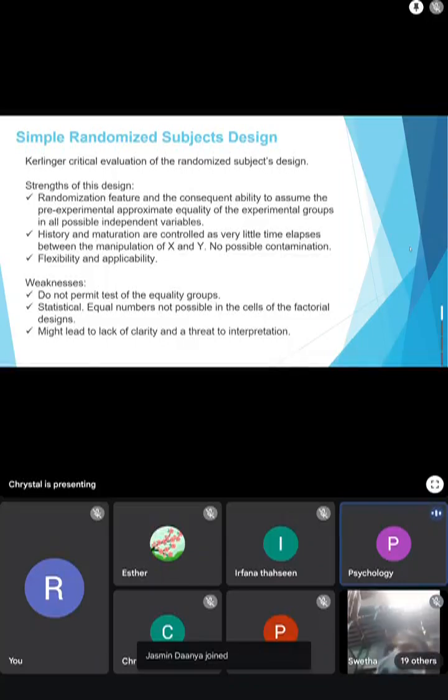So that equality is essential for research. Now, the weakness of this design is it does not permit us to test the equality of the groups, because you are randomly choosing subjects. You are just assigning them for the experiment.